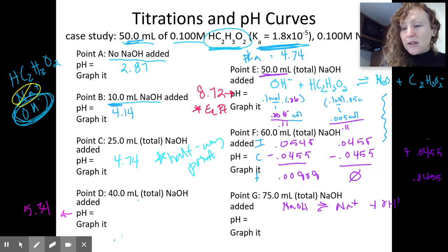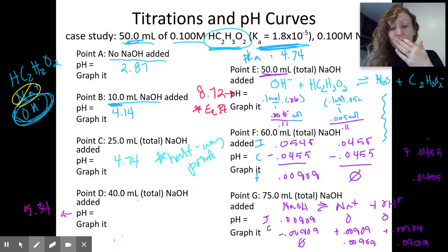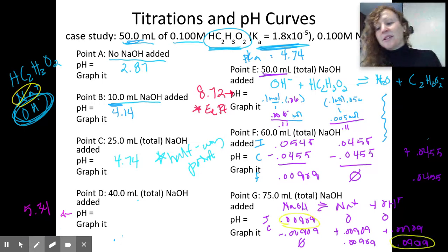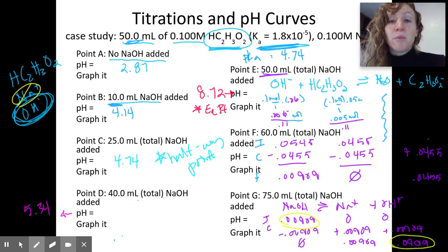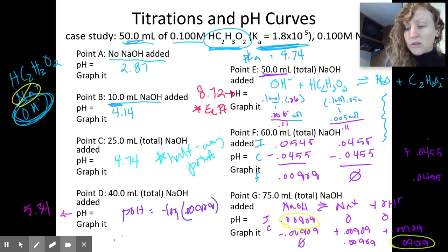So if we have 0.00909 molar NaOH initially, it's going to dissociate completely: 0.00909 plus 0.00909 plus 0.00909. Now you guys don't actually have to write this out. You can just know that the amount of hydroxide initially is the same as the amount of hydroxide once it all dissociates. The amount of strong base initially is the same as the amount of hydroxide once it all dissociates. So you can just take that and plug it into negative log and get a pOH, negative log of 0.00909. You can tell that I'm getting tired of writing that same number.